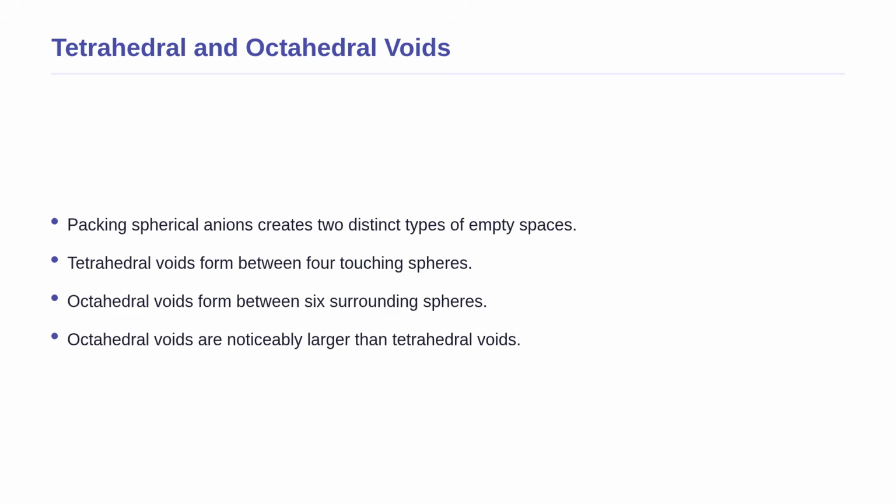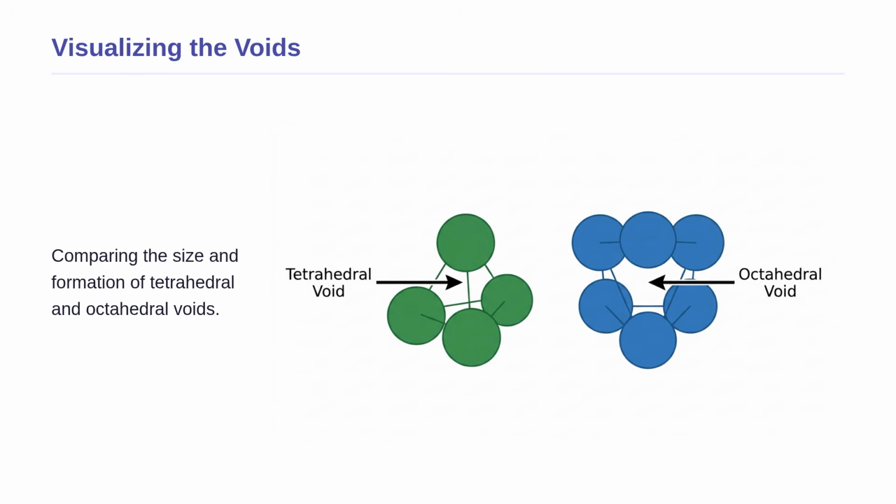The smaller cations then slip into these empty voids to complete the crystal structure. This brings us to the specific types of gaps created. When large spherical anions pack together, they create two distinct types of empty spaces where cations can hide. The first is a tetrahedral void, which is a tiny space trapped between just four touching spheres. The second type is an octahedral void. This is formed by a gap between six surrounding spheres, making it noticeably larger. Nature automatically places smaller cations into the tetrahedral voids and larger cations into the octahedral voids to ensure a perfect stable fit.